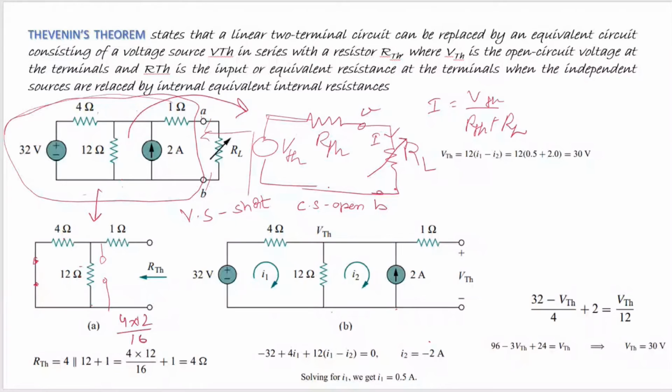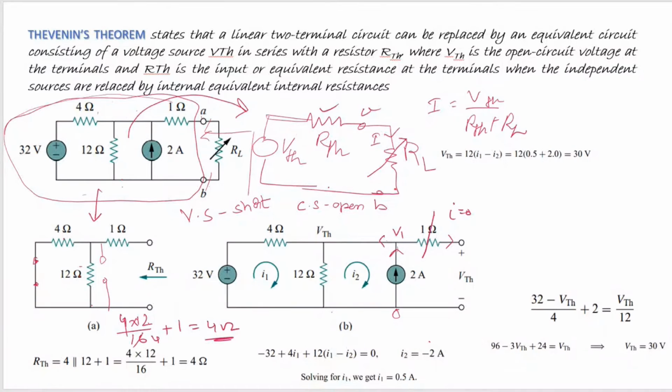Now to calculate VTH, no current will flow in this circuit, so I is equal to 0. So you need not consider this element. The 2 amperes is coming like this and going into this circuit only, and no current will come into this circuit. If you find the voltage across this 2 ampere source, it is the same as VTH. Or else, if you find the voltage across this 12 ohms, then it is the same as VTH.